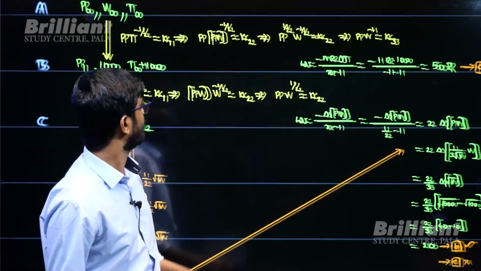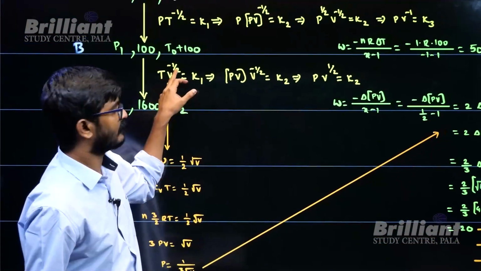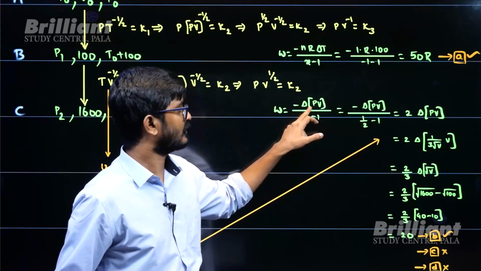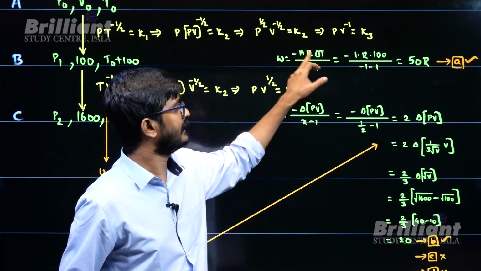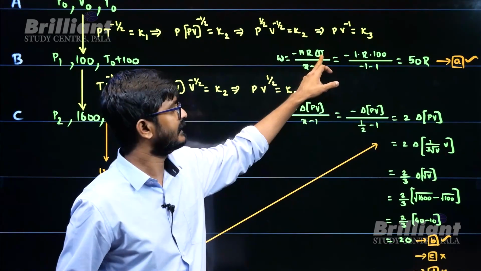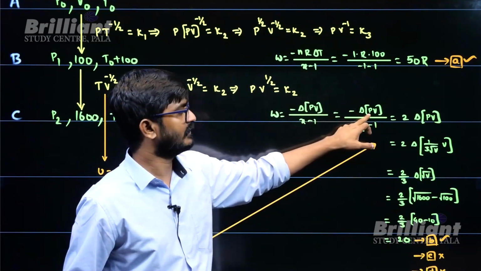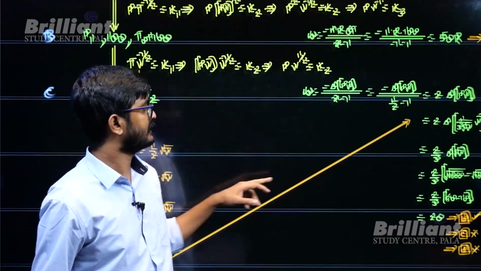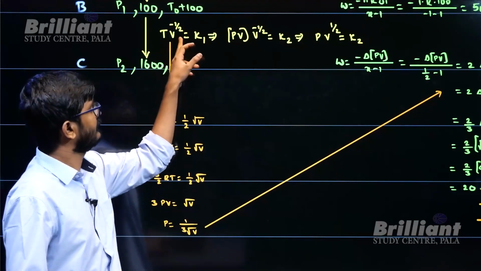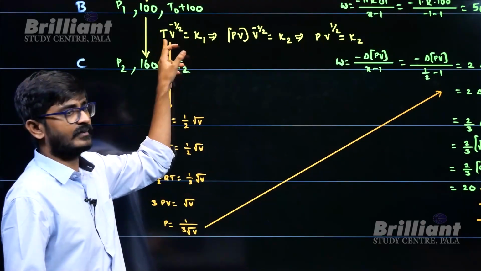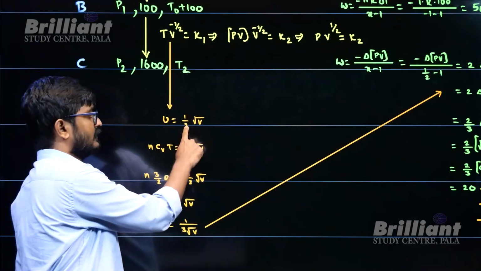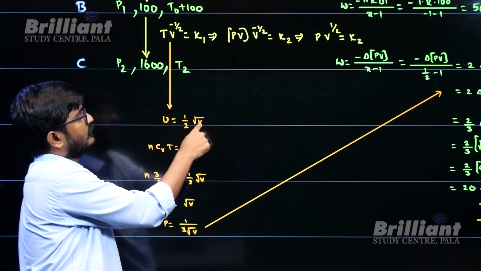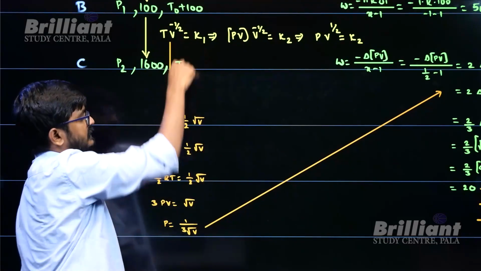Now similarly in the second process, T V power minus half, again I will convert into PV power X form. Now I know the work done formula, but there is a problem here. nR delta T I don't know, so I am converting nR delta T as delta PV. Delta PV also I don't know, that is one more problem. The P value they didn't give. So what I will do is use this further information, T V power minus half. Now how did I get T V power minus half? They said U is proportional to root V, and I know U is proportional to T. So T is proportional to root V. T V power minus half is constant. That's how I got this.